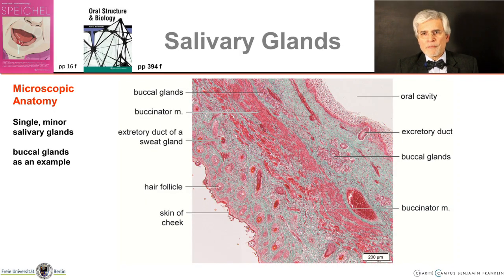As we said at the beginning, in addition to these three large paired salivary glands, there are many other small individual salivary glands spread all over the oral cavity. They are located in the submucosa. They have only a very short excretory duct and only a few or even one glandular lobe. And here, as an example, you see the buccal glands. In this histological section on the left, you can see the skin of the cheek with the hair follicles and the sweat glands. And on the upper right, the oral cavity is cut, and opposite to it, you can see a buccal gland with its excretory duct.